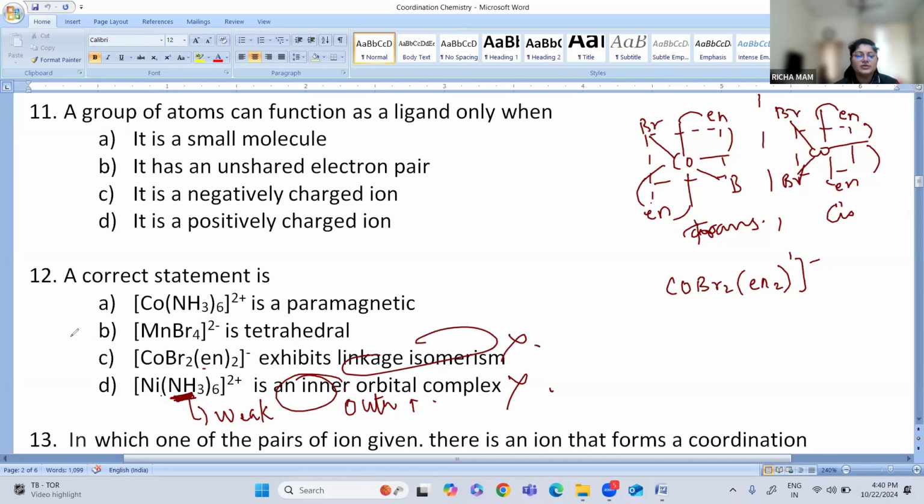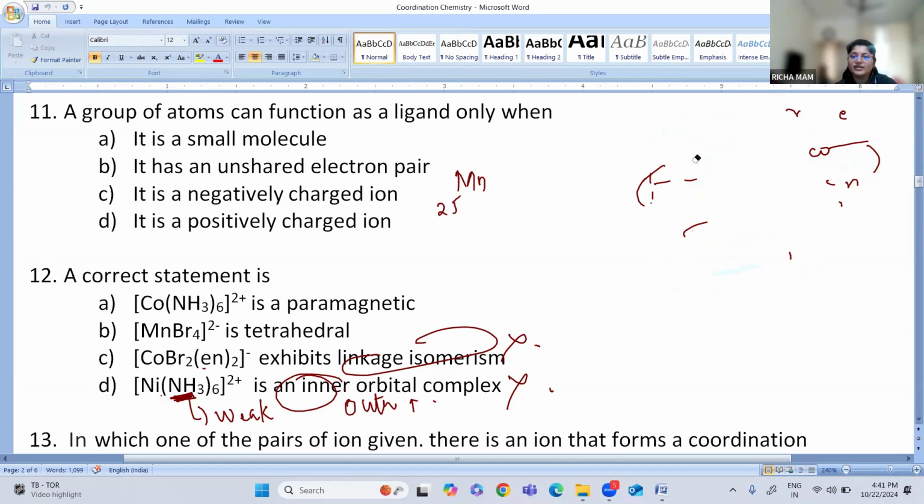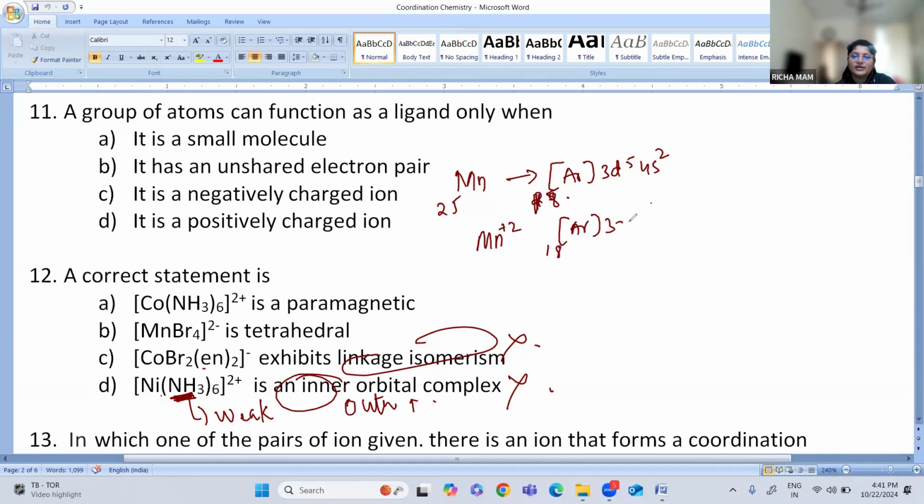Then MnBr4, tetrabromomanganate 2 minus, is a tetrahedral. Now, the atomic number of manganese, Mn, is 25. So its configuration is argon 3d5 4s2, argon being 18. When Mn is in its plus 2 state, it will be argon 18 and 3d5. How many electrons are there in its d orbitals? 1, 2, 3, 4, 5. Then the next orbitals are 4s and 4p. How many are there? 4.